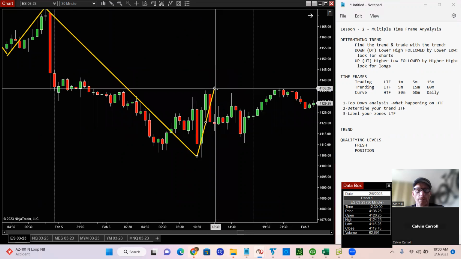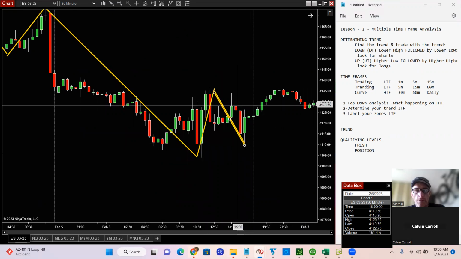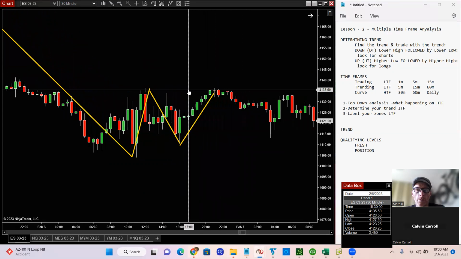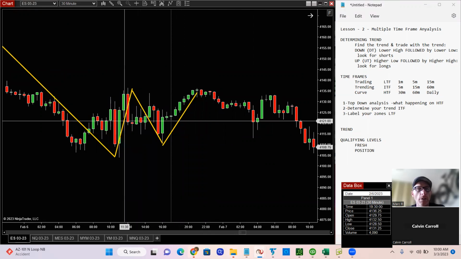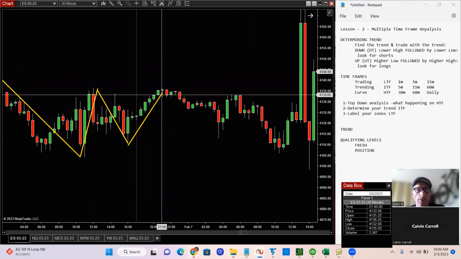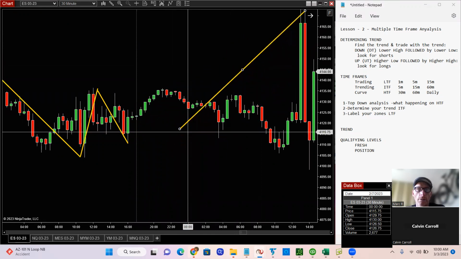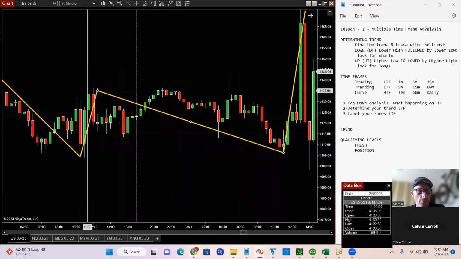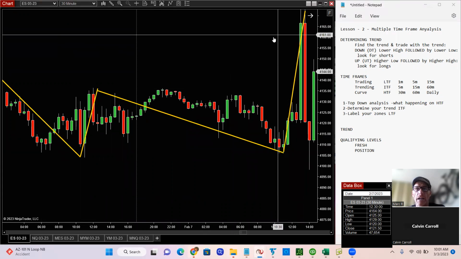Price comes up from here to here, from here to here, from here to here. It hasn't cleared this high yet, so you don't have a higher high yet. So this downtrend looks like it's trying to go up. You don't actually get your higher high until over here, which means this whole thing, now you have a higher low, now you have a higher high.